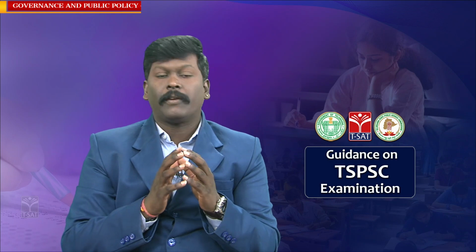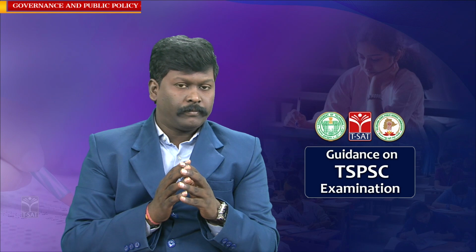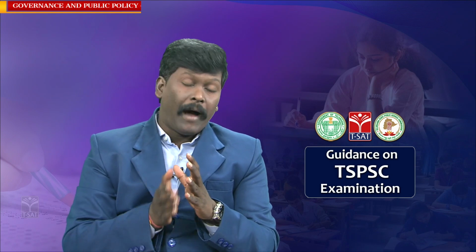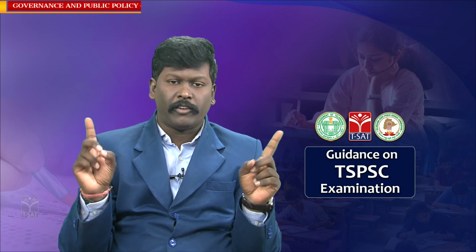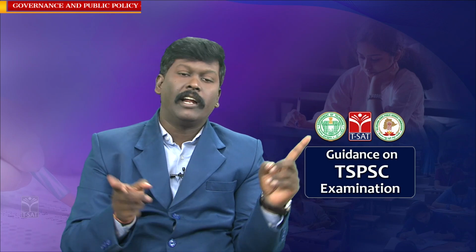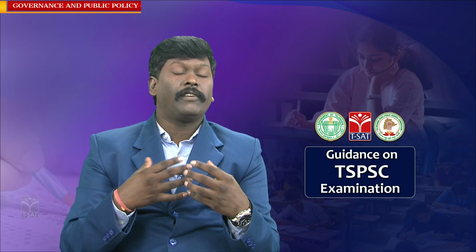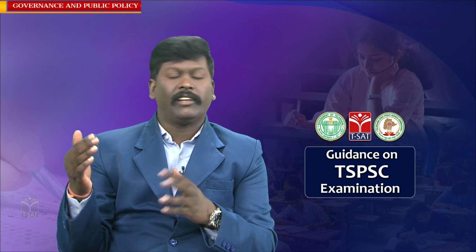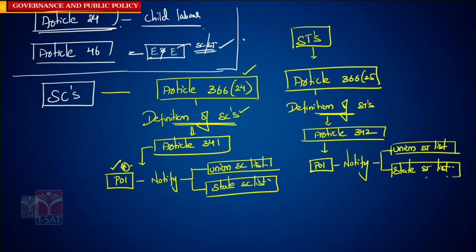What is the definition, sir? The definition is very simple. Those castes or those sections which are notified by the President of India as per Article 341 and 342 respectively is called the definition of SC and definition of ST. It is the President of India who has the authority to notify the Union SC list and a state SC list. Similarly, Union ST list and the state ST list.